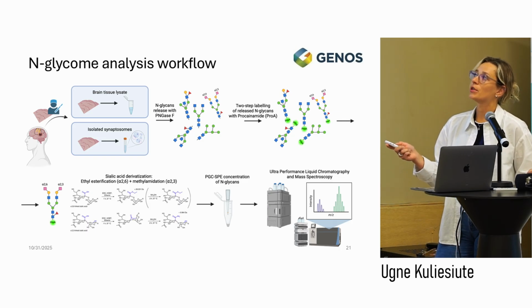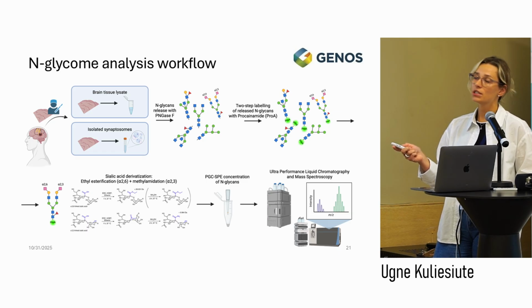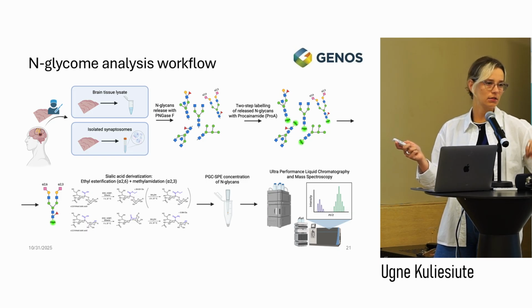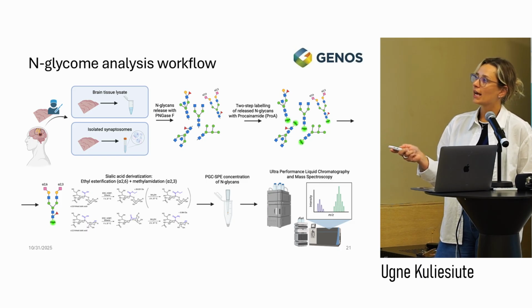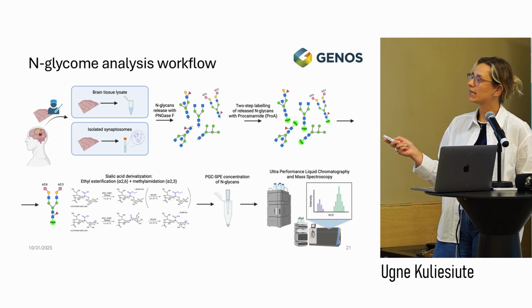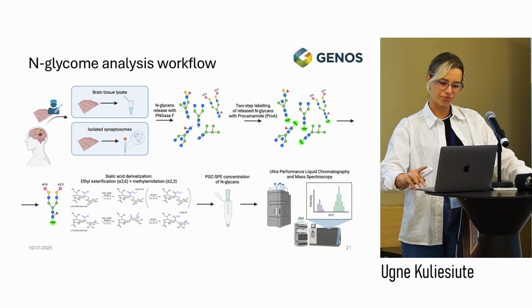So I brought my samples of human brain tissue and of isolated synaptosomes. Interestingly, the synaptosome samples match the tissue samples. So from the same patient, I had the tissue and I also had synaptosomes. So we went through the very well-established pipeline, we released the N-glycans, we labeled them. Of course, we performed sialic acid derivatization because that's one of the main interests of mine. And then we moved over to the UPLC and mass spectroscopy.